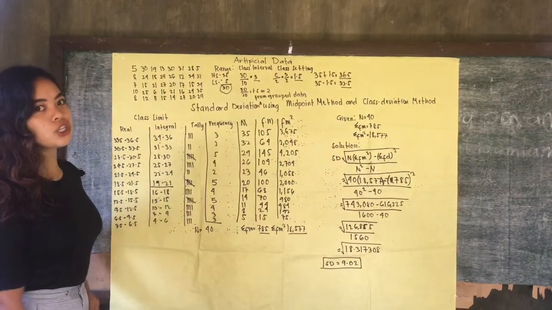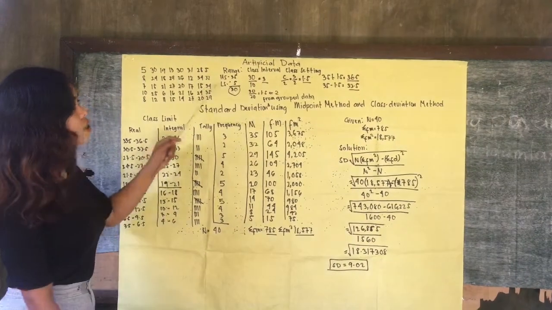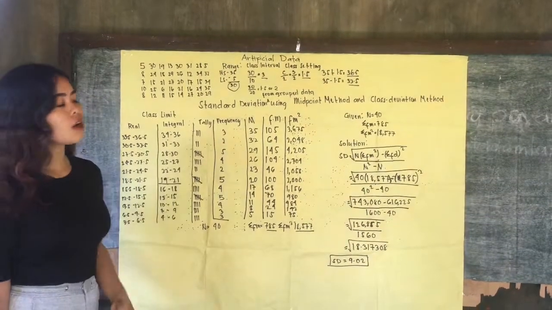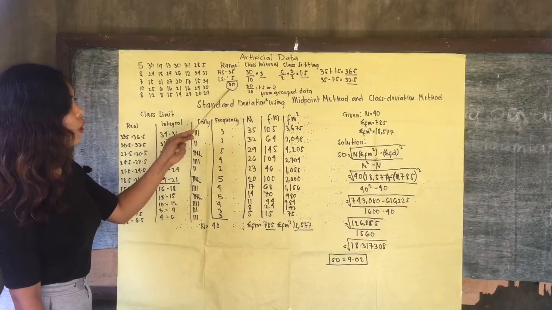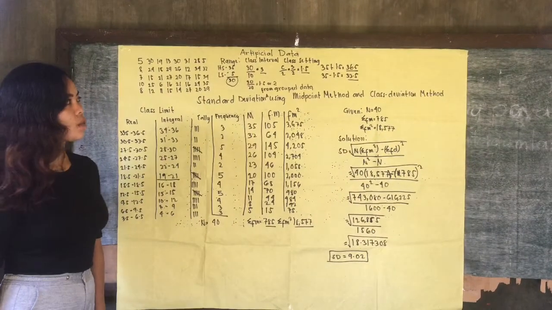So to get the range, you have to subtract your lowest score from your highest score. So our highest score is 35, subtract 5, equals 30. So 30 will be our range.